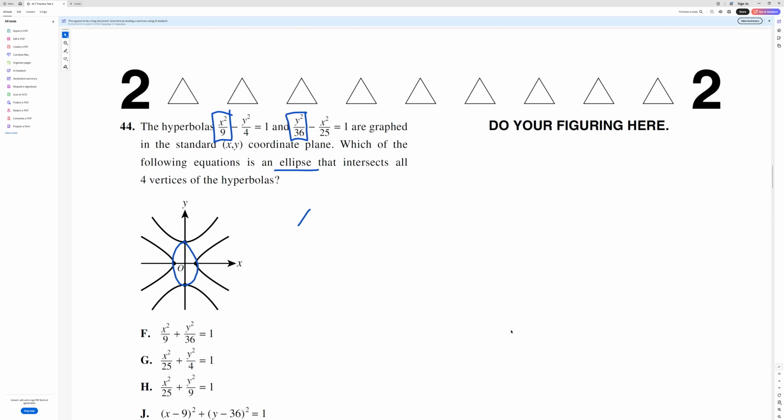So this would be x squared over 9 plus, to be an ellipse, y squared over 36. These are called hyperbolas, right? Kind of like the dish DirecTV used to be. That's going to be equal to 1. Where is it? Is it number 1? Oh, F. Okay, let me see. Positive, positive, plus. Yeah, okay. So that's F. Let me erase.